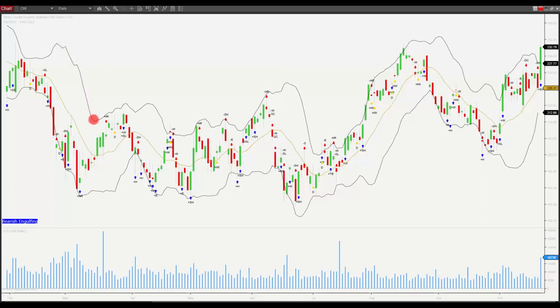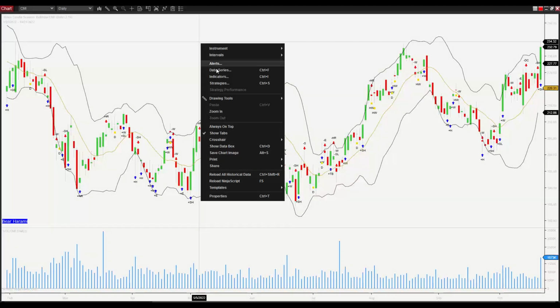Also on my chart, I have Bollinger Bands. Notice I have dotted black upper line, dotted black lower line. Those are my Bollinger Bands. And the yellow line in the middle is just the midpoint of those Bollinger Bands. Okay? So this is Nison Candle Scanner. You can add whatever indicators you like.